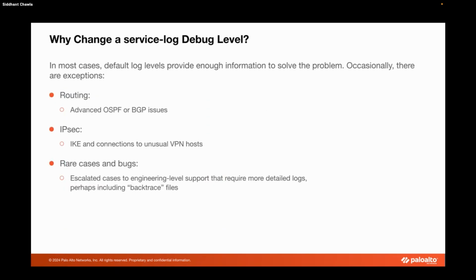So why change a service log debug level when we have info level or warning already available? In most cases, default logs provide enough information to solve the problem. Occasionally, there are exceptions. When we are troubleshooting advanced OSPF or BGP related issues, info mode will not be enough. You would have to collect a debug level log. With IPsec and connections to unusual VPN hosts, we may not get actual information at info level. That's why we need to collect debug level.